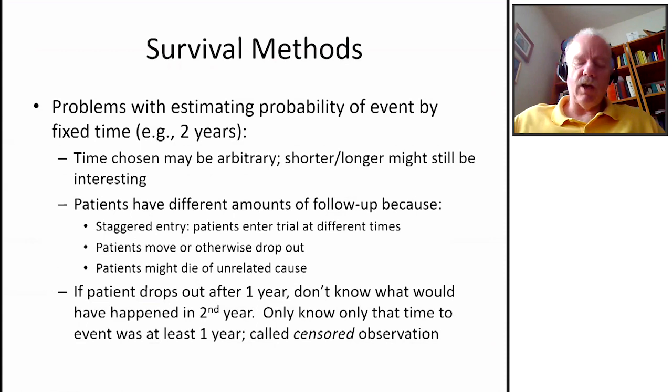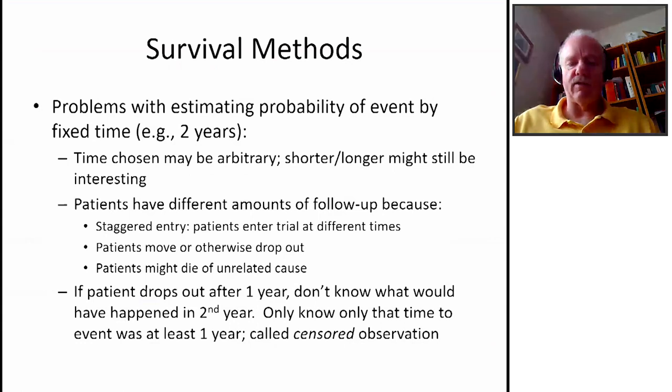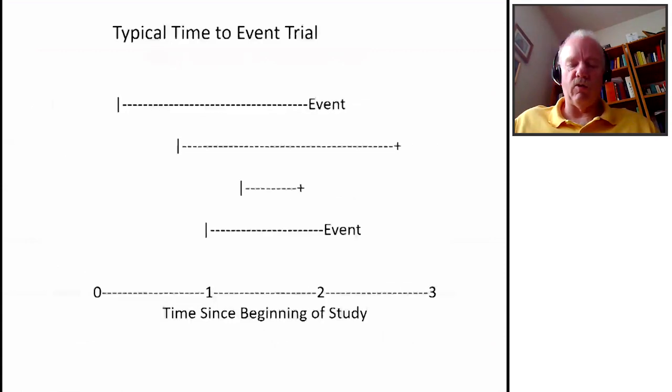Now, if a patient drops out after 1 year of the trial, you don't know what would have happened in that second year. If you're using 2-year mortality, for example, you don't know what would have happened in that second year. All you know is that the time to death was at least 1 year. They hadn't died by the time they dropped out. So this is called a censored observation. And in particular, this is called a right censored observation because you don't know what happened to the right of 1 year, after 1 year, in other words.